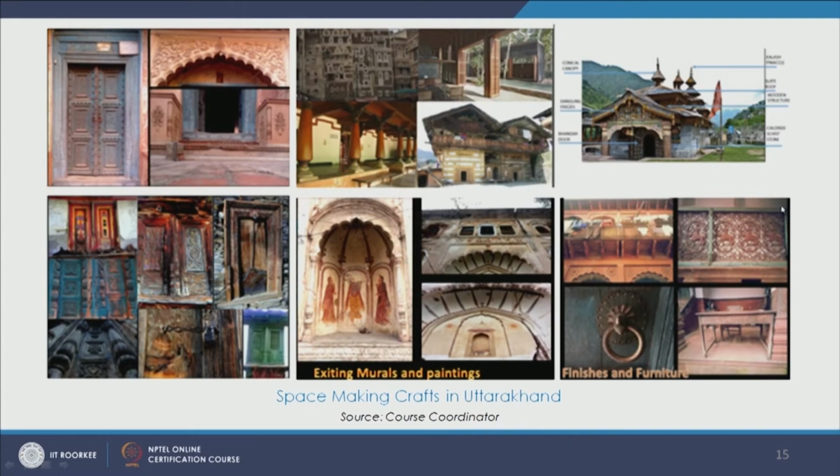We see railings, we see some temples, we see some examples of Koti Banal architecture. These are some examples from old Havelis of Roorkee. So, all of this again tells us a lot about space making elements and space making crafts and how they contribute in creating interior architecture, beautiful spaces.